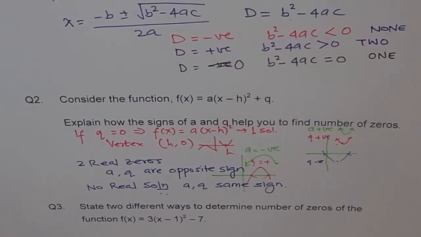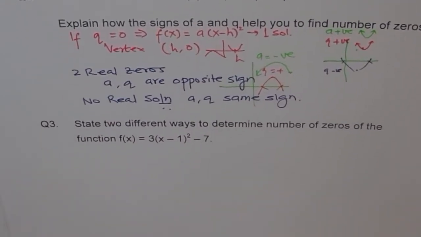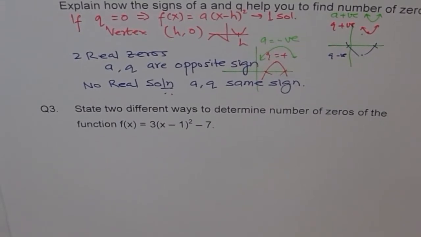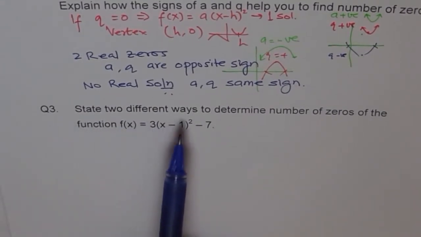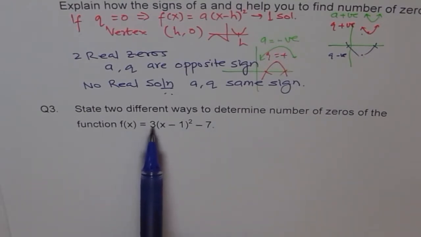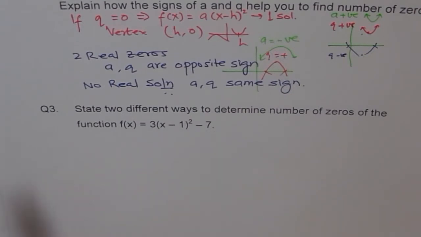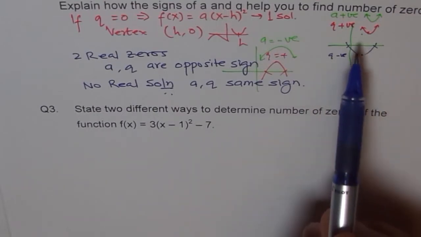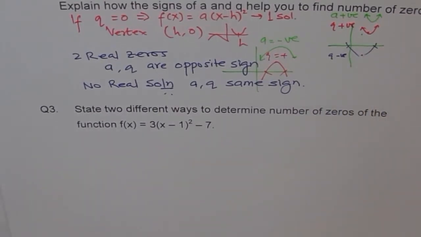Now here is a good question for you. Now try to read and do it yourself. I'm not going to give you a solution for this one, okay? State two different ways to determine the number of zeros of the function f(x) = 3(x minus 1) squared minus 7. Well, it seems to be simple. One way we have already discussed here. What is the value of a? A is 3, which is positive. What is the value of q? Q is negative 7, which is negative. That means both are of different signs, and because a is positive and q is negative, it's this kind of a situation.